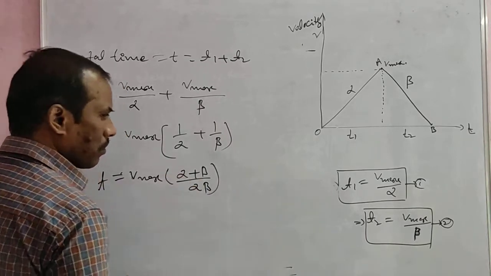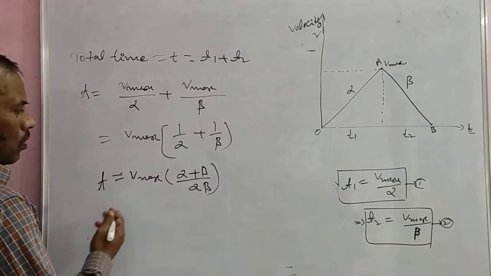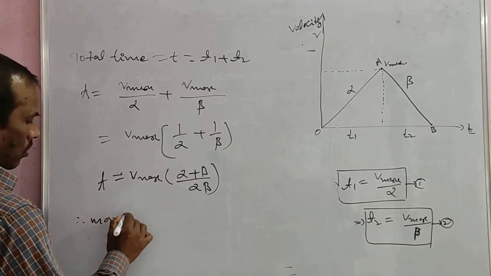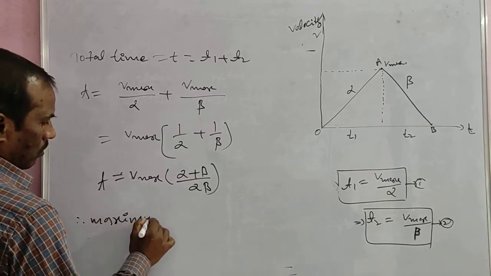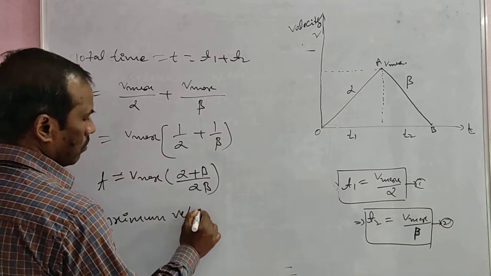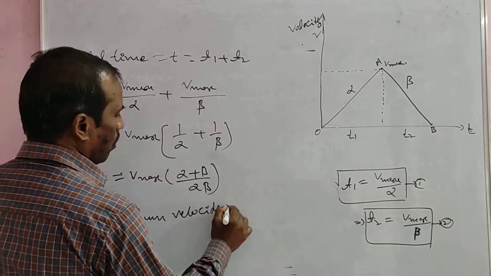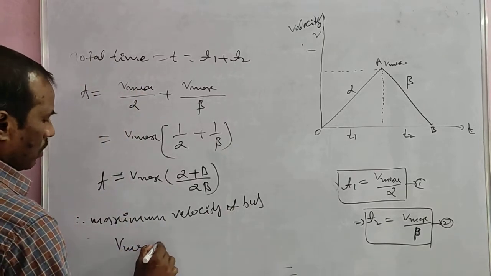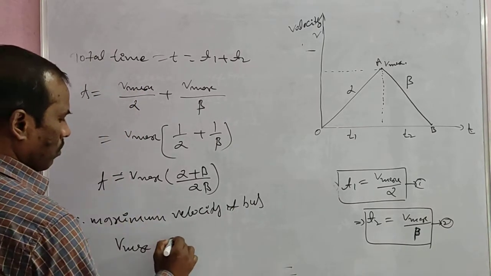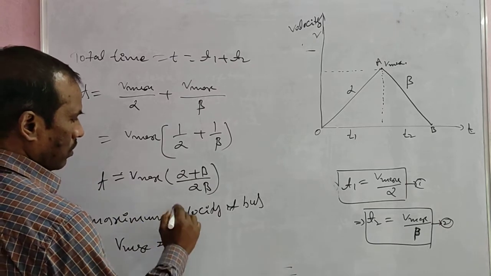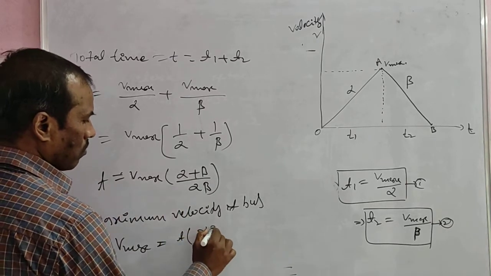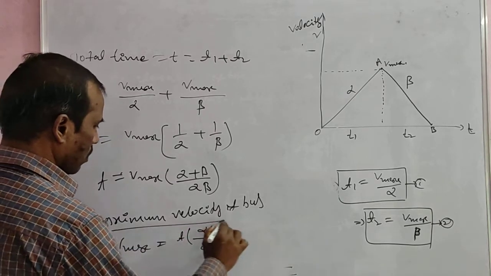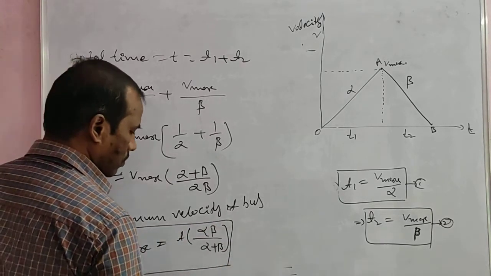Next, from the total time we get the maximum velocity of the bus. V maximum is equal to T into alpha beta by (alpha plus beta), by cross multiplication. This is the first answer.